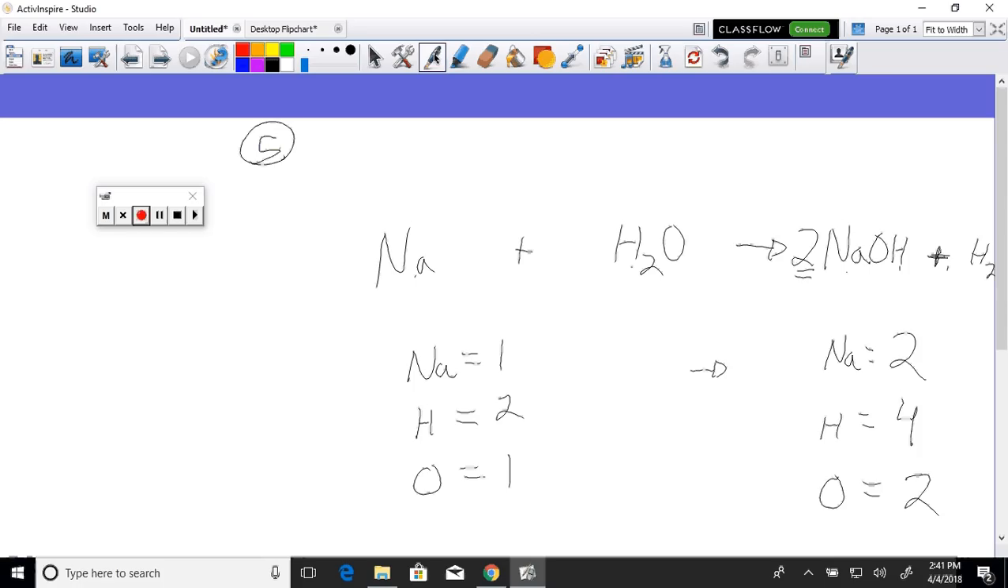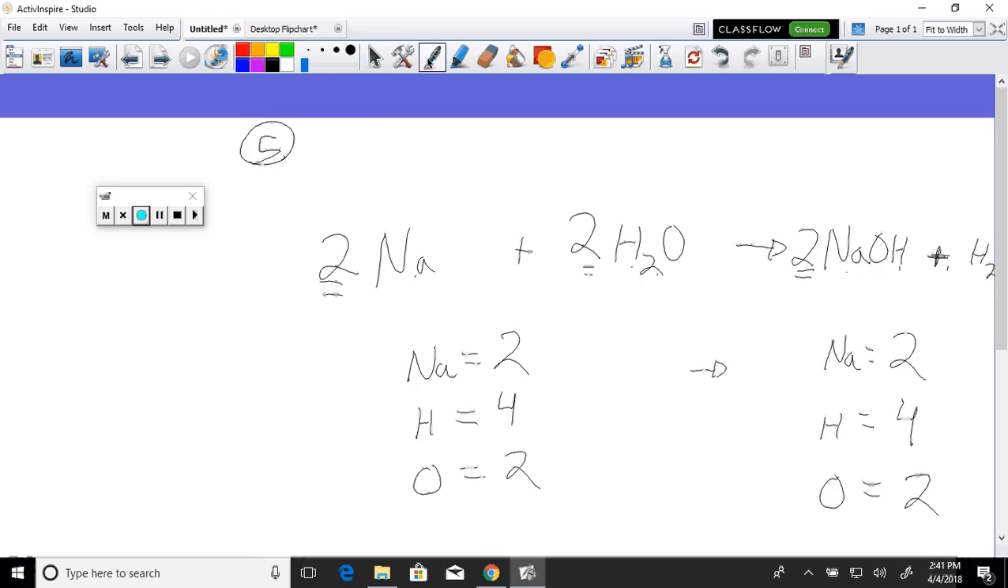So I have 2 sodiums, 1 sodium. I need to put a 2 in front of this so that now I will have 2 sodiums. I have 2 hydrogens over here, 4 over here. What do I need to put in front of this? That's right, 2. So now 2 times 2 is 4. Okay, and then oxygens. I have a 2 in front of here. 2 times 1 is 2. So 2, 4, and 2. It all checks out. It's balanced.